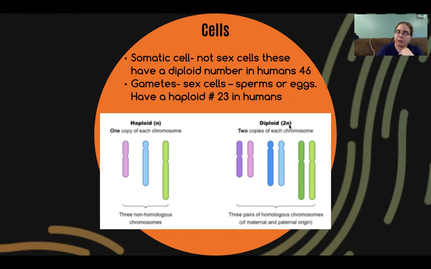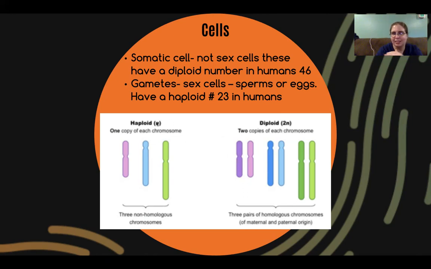So the N stands for number of types of chromosomes, and 2N implies that there are pairs, 2 of each. So we have 1 pair, 2 pair, 3 pairs. So 3 is our N number. 2 times 3 gives us 6. That's how many total chromosomes: 1, 2, 3, 4, 5, 6. So a lot of times we talk about diploid as being 2N, 2 times the number of types of chromosomes.